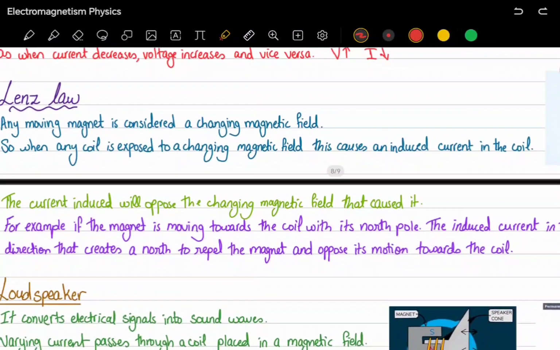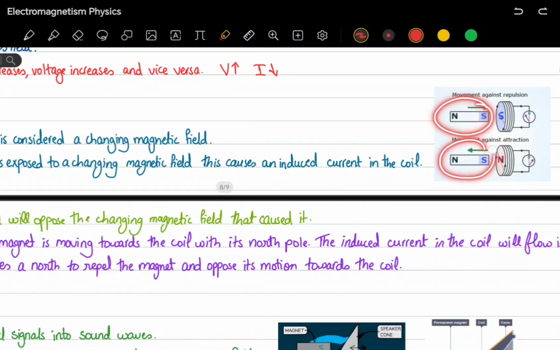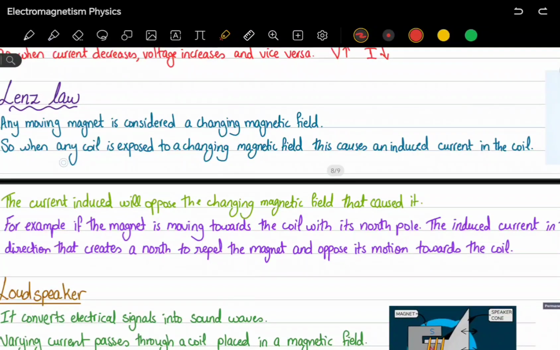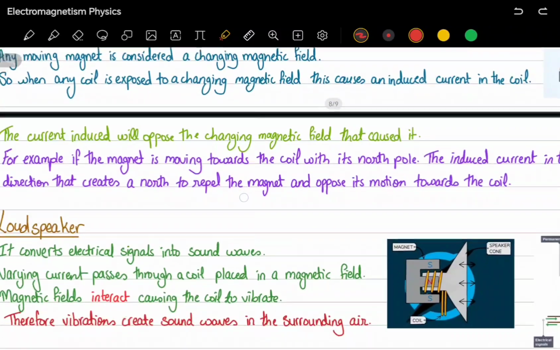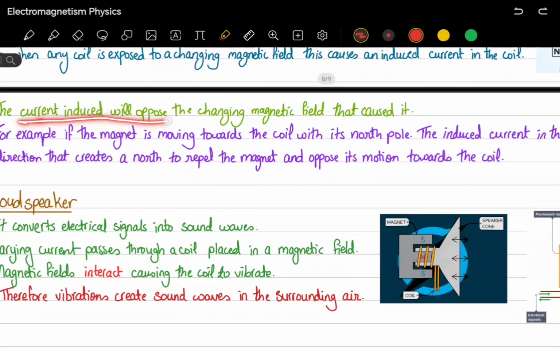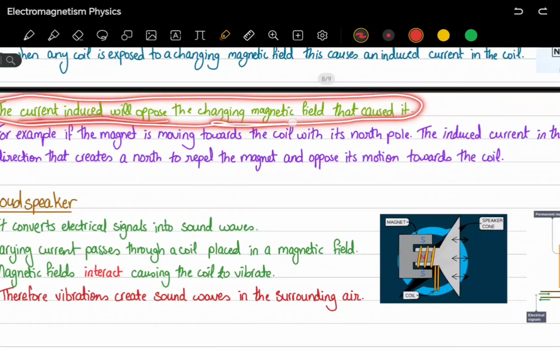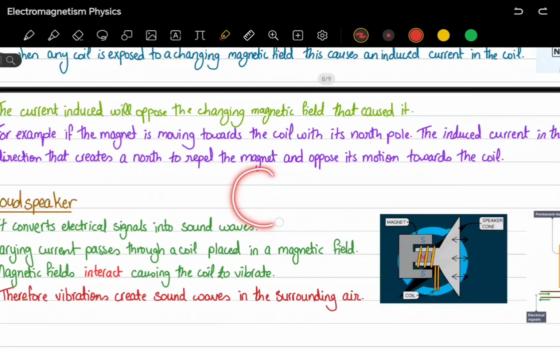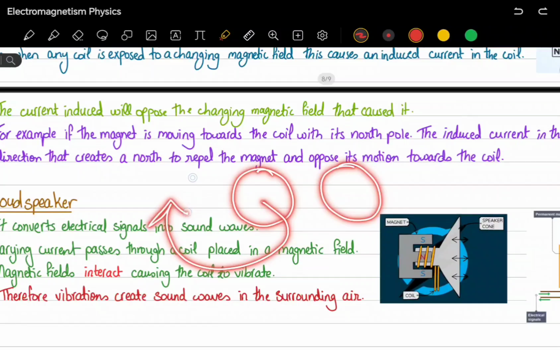Moving on to Lenz's Law, any moving magnet is considered a changing magnetic field. If you move this bar magnet near a solenoid, the bar magnet acts as a changing magnetic field. So when any coil is exposed to a changing magnetic field, this will induce a current in the coil. The current induced will oppose the changing magnetic field that caused it. This is Lenz's Law. So any current induced in the coil or in the solenoid will try to oppose the changing magnetic field that caused it in the very first place.